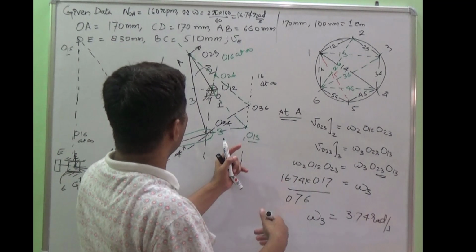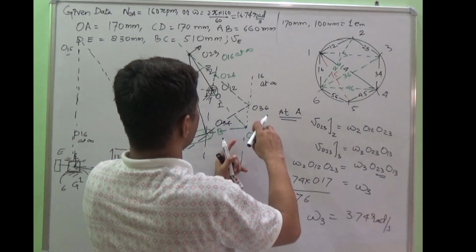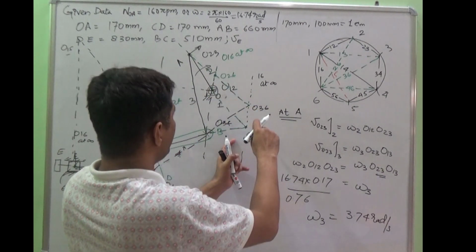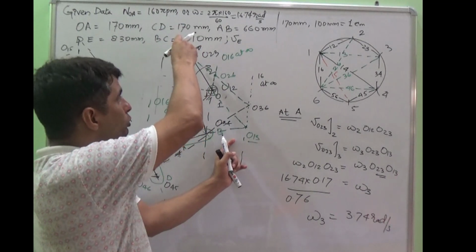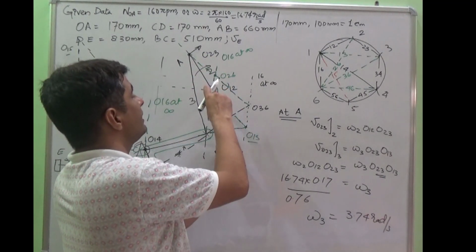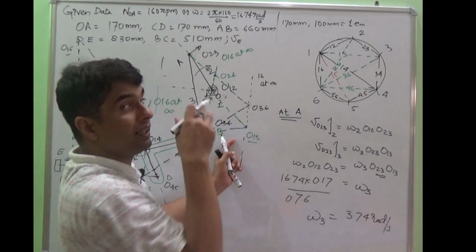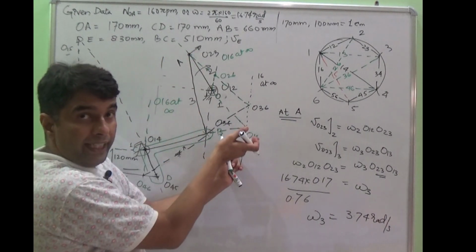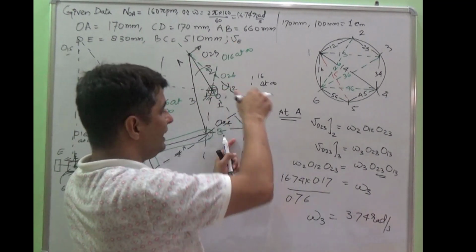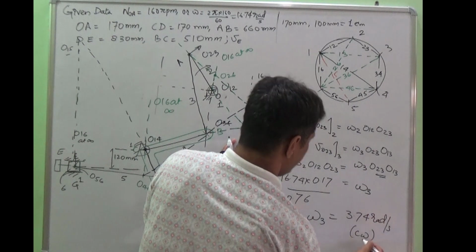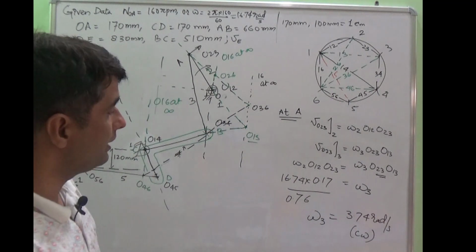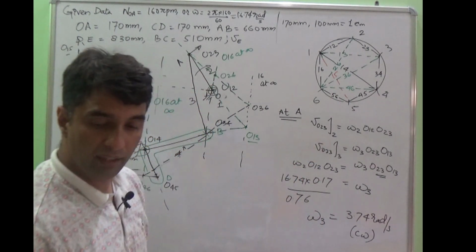But now we can make one rule: if these two points, O12 and O13, are lying on the same side of O23, then the sense of rotation will be the same. Again I am repeating, since in this case O12 and O13 are lying on the same side of O23, the sense of rotation will be the same. So if link 2 is clockwise, then link 3 is also in the clockwise direction. Right. So in a nutshell we have got omega 3, and omega 2 we know.